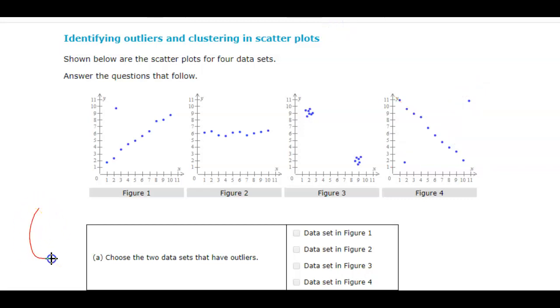This problem down here says to choose the data set that has outliers. I would say figure 1 has an outlier and figure 4 has an outlier. And the next problem below that, choose the data sets that have clusters. The data set that has clusters would just be figure 3.